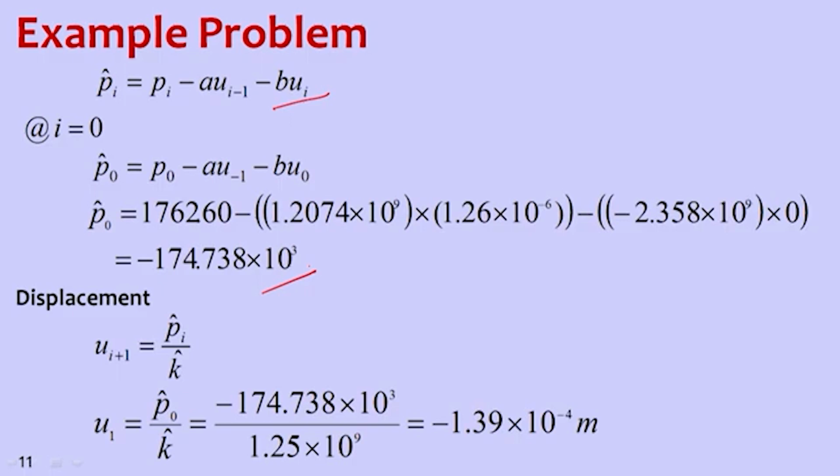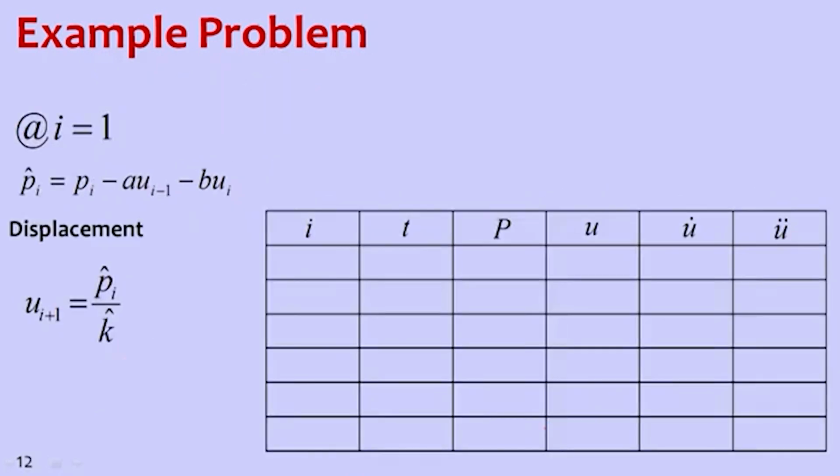From this value, we will calculate the displacement as Ui plus 1 equal to P cap i by K cap. So where i is equal to 0, we are calculating U1, which is equal to P cap 0 by K cap, that is minus 174.738 into 10 to the power of 3 by 1.25 into 10 to the power of 9, which we got from the calculation made before. So U1 we got around minus 1.39 into 10 to the power of minus 4 meter. So now this is the first iteration.